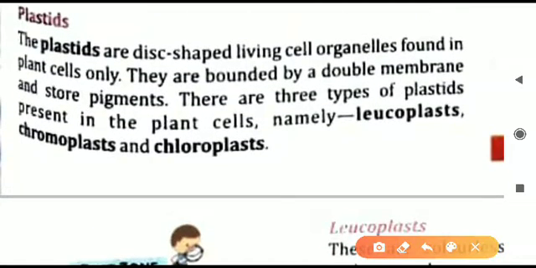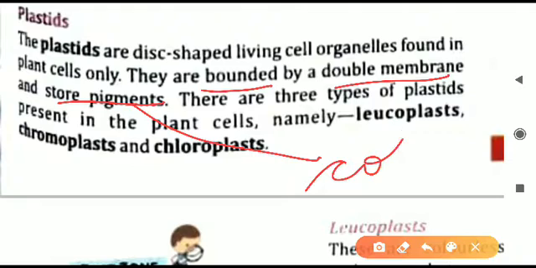Next one are plastids. They are only present in plant cells. No animal cell has plastids. Only and only in plant cells you will find these plastids, and they are disc shaped living organelles. They are bounded by a double membrane and they store pigments. Different types of pigments are present in the plastids which give different colors. The pigments are responsible for different colors.